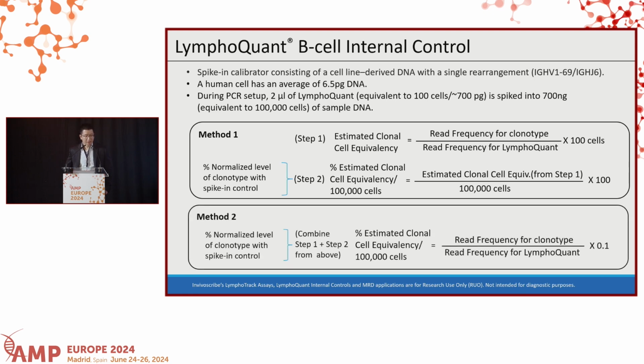The second method is to calculate the normalized disease level directly, and this is basically a combination of the 2 steps above in method 1. The formula to determine it is the ratio of the read frequency of the clonal type sequence and the lymphoquant, multiplied by 0.1.